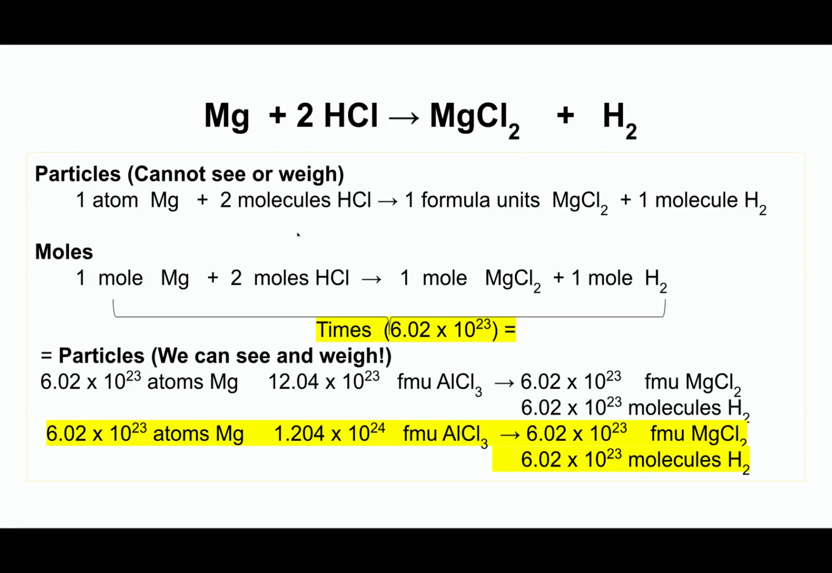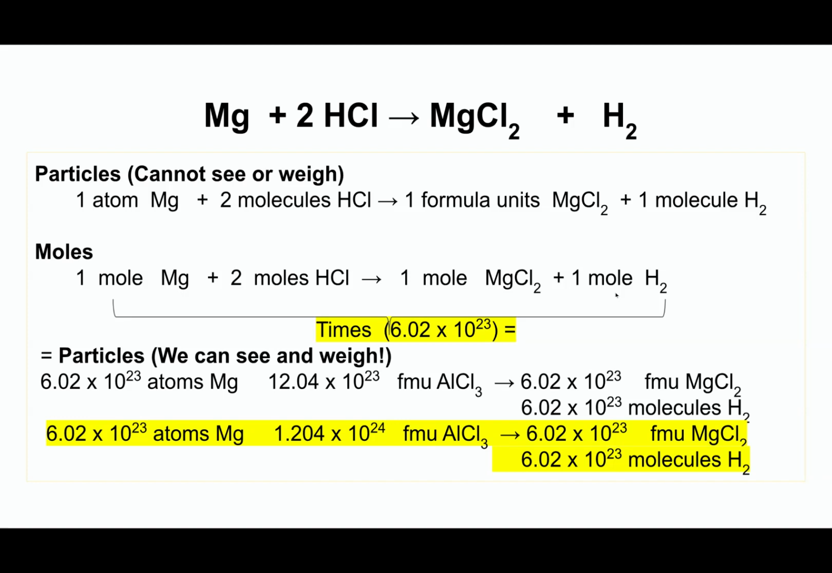To interpret the equation in terms of moles, again, we use the coefficients and just replace the particle name with the word mole. So 1 mole of magnesium plus 2 moles of HCl forms 1 mole of magnesium chloride plus 1 mole of H2, hydrogen.